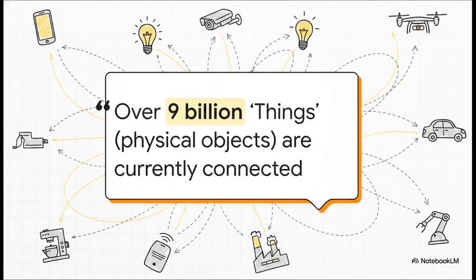And just to give you a real sense of the sheer scale we're dealing with here, over 9 billion physical objects are currently connected to the internet right now. And get this, that number is rapidly charging toward a whopping 20 billion in the near future. It's wild. Every single one of those devices needs to be uniquely identifiable, often needing its own IP address, all while acting as the frontline sensors for these massive global networks.